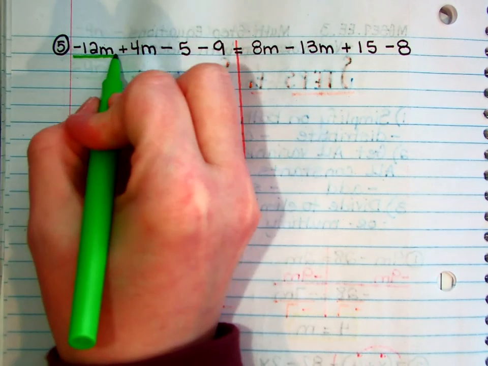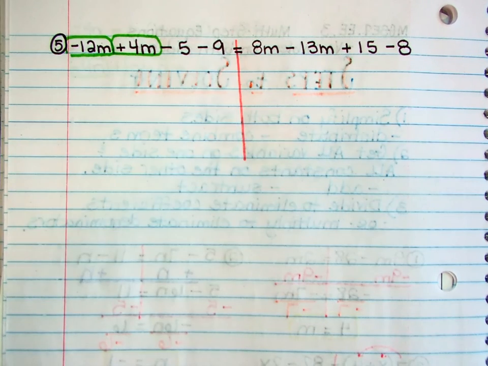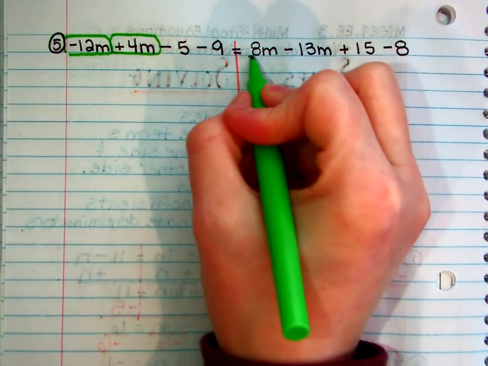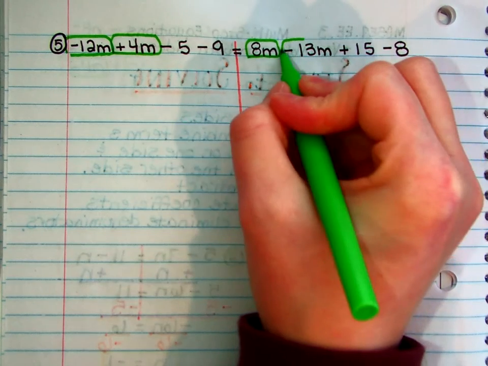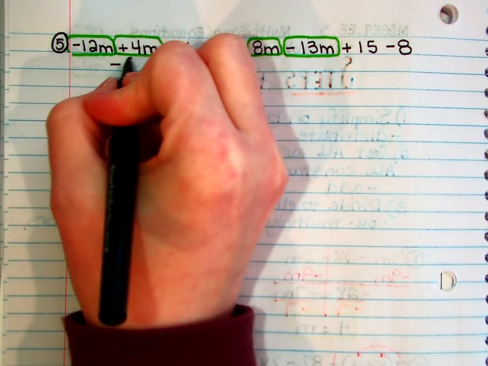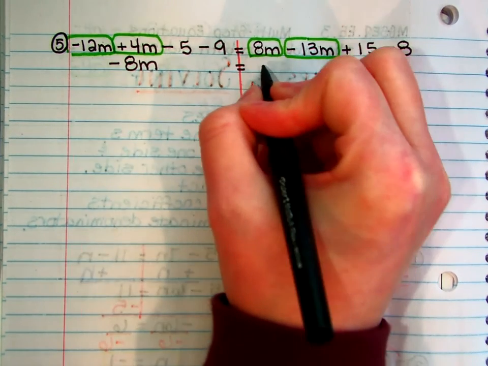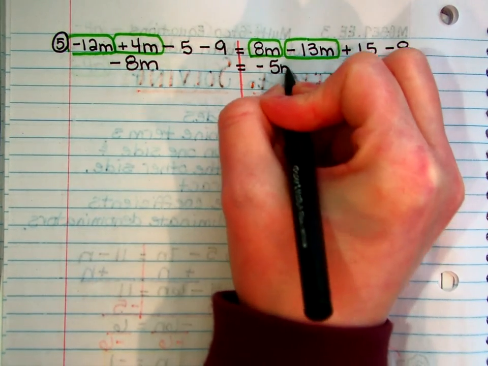So on the left-hand side, our negative 12m's and our 4m's can go together. I'm going to go ahead and do the same thing on the right-hand side because I have 8m's and negative 13m that can also come together. So on the left, now I have negative 8m, and on the right, I have negative 5m.